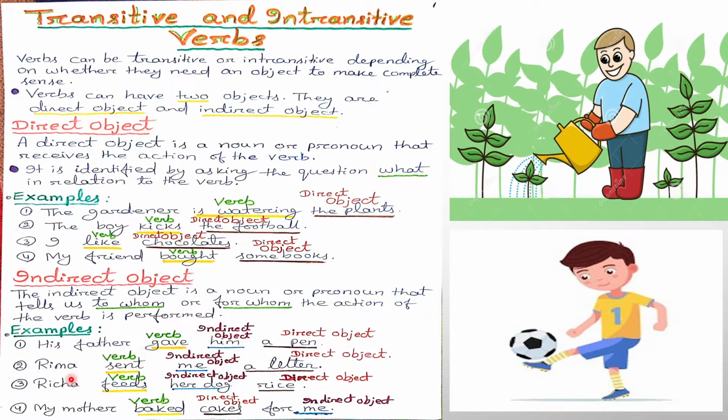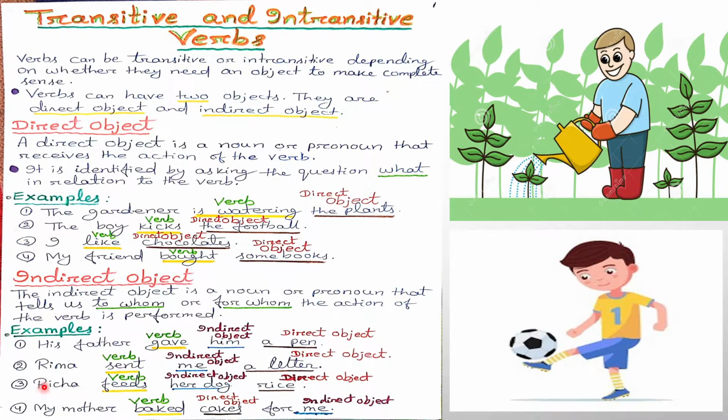Number 2, Rima sent me a letter. What did Rima send me? The answer is a letter. A letter is your direct object. Whom did Rima send a letter? The answer is me. Me is your indirect object.